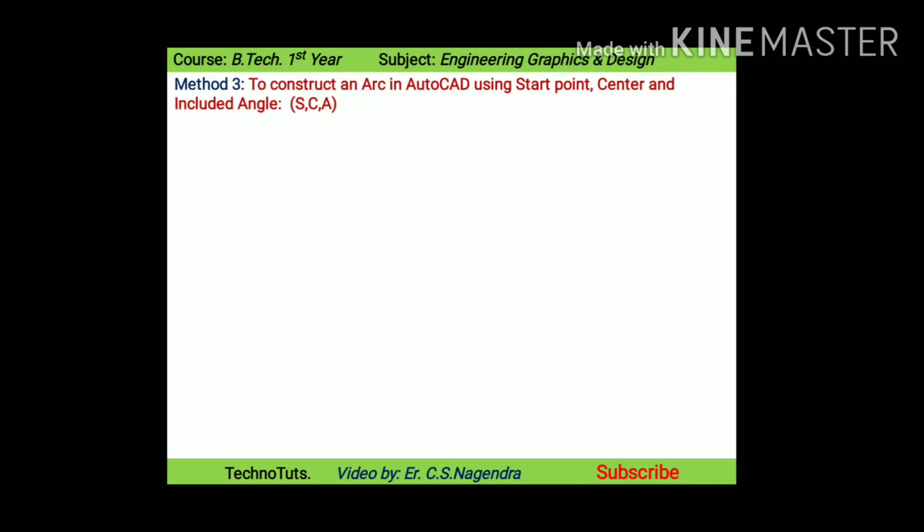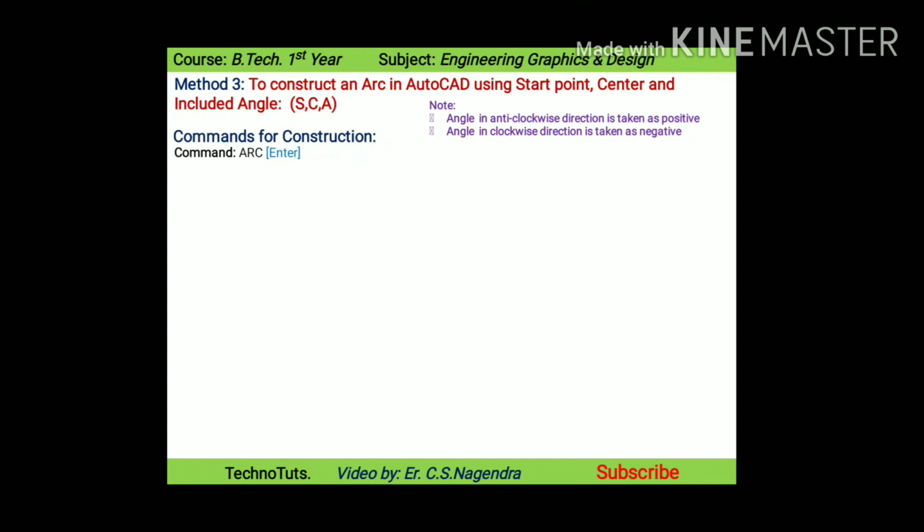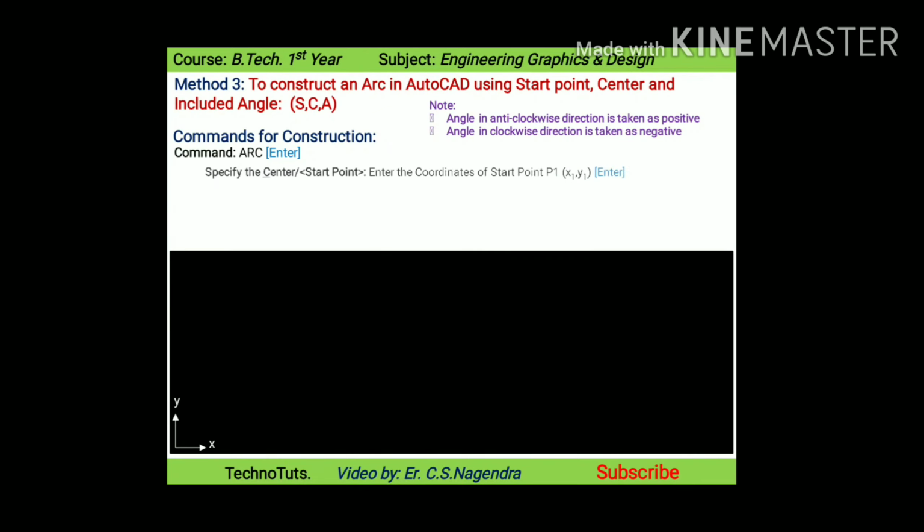Method number 3. To construct an arc in AutoCAD using start point, center point and included angle. In short, included angle is represented as capital A. Okay students, you should make note that the included angle in the anti-clockwise direction is taken as positive and in the clockwise direction is taken as negative. Now at the command prompt, type arc and press enter key. You will see the viewport will get activated on the screen.